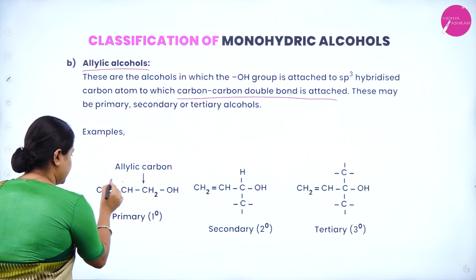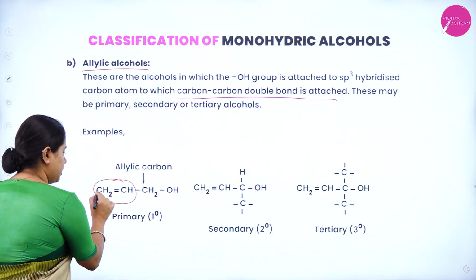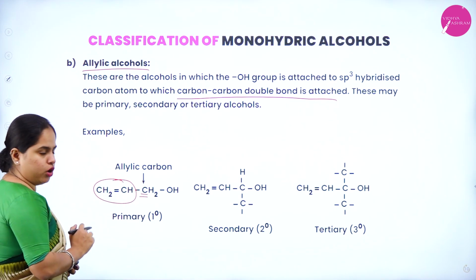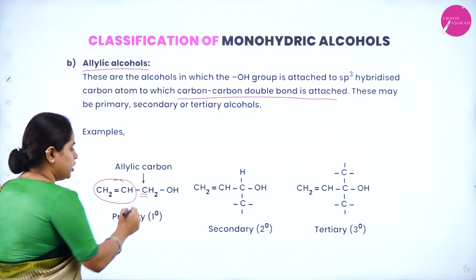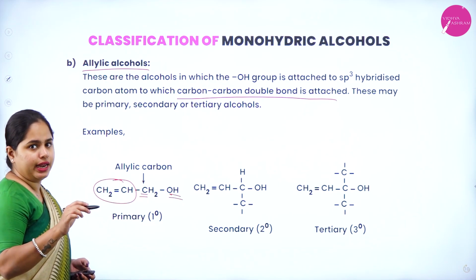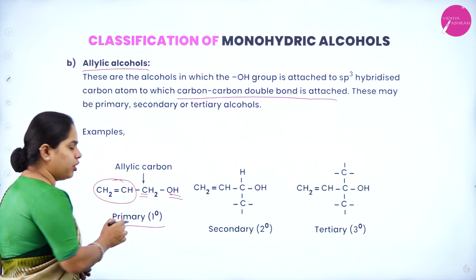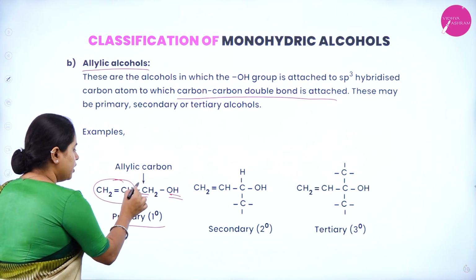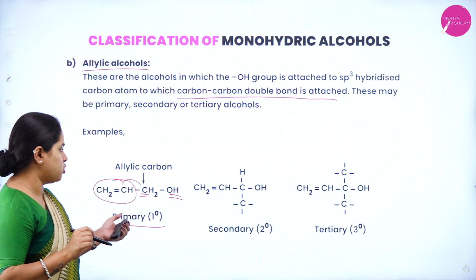As you can see here, the double bond is present in between these 2 carbon atoms. And this is your allylic carbon. This is not a part of the double bond. It is adjacent to the double bond, and the hydroxyl group is attached to it. So this is called allylic alcohol. This is an example of primary. Why? This carbon atom is the one which is attached to the hydroxyl group, which is further attached to only 1 carbon atom. So this is primary.